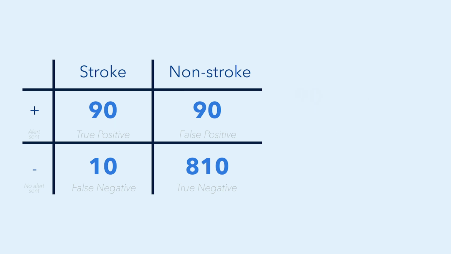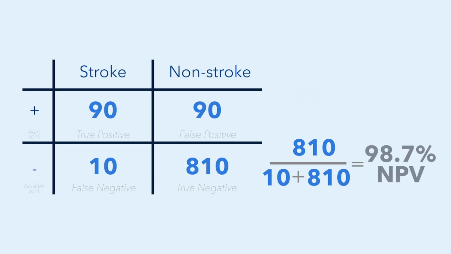We can do this with our negative statistics as well. We had 810 true negatives. Divide that by all negatives, which is 120, and we get 0.987, or 98.7%.